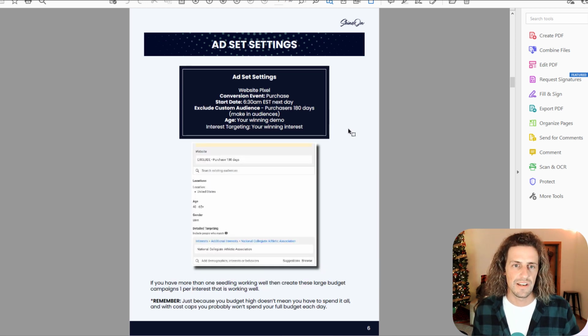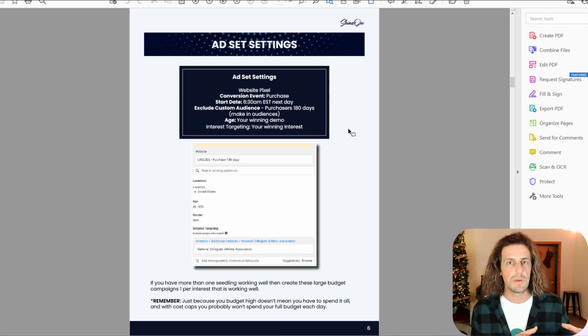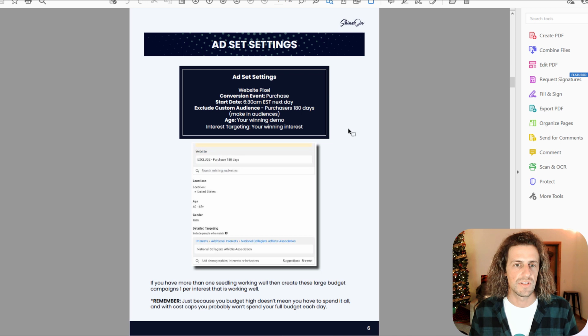Your ad set settings will look like this: you set the website pixel. Conversion event is still purchase. Start date is typically the next day at 6:30 a.m., and you'll schedule it to start at that time. Exclude custom audience of purchasers over the past 180 days. So you're making an audience under custom audiences of Facebook, choosing all the people that have purchased in the past 180 days, and then you're excluding them from the campaign when you set it up.